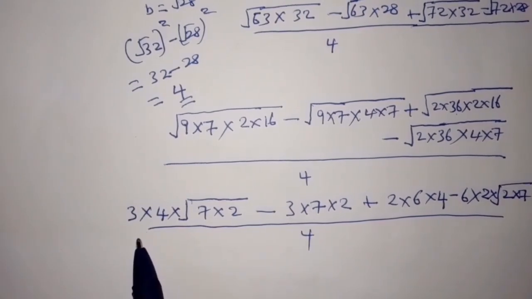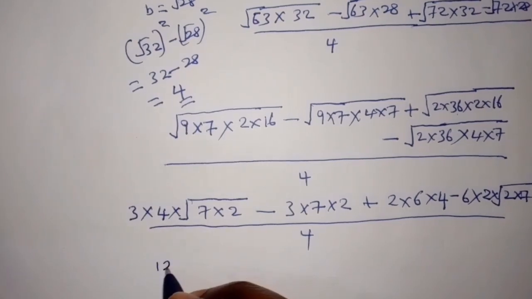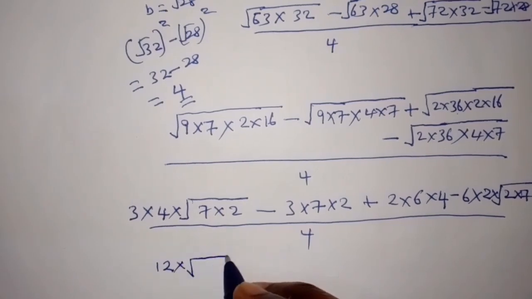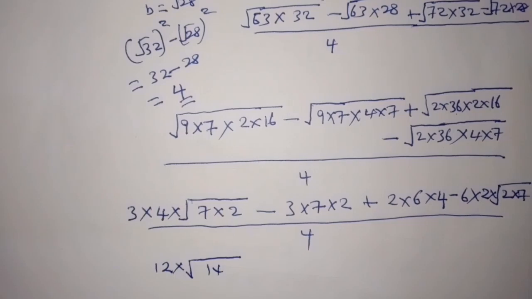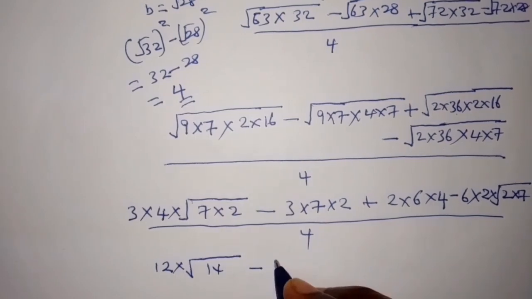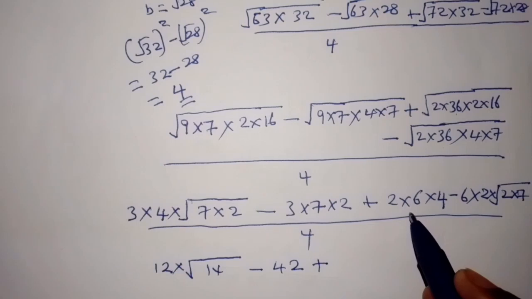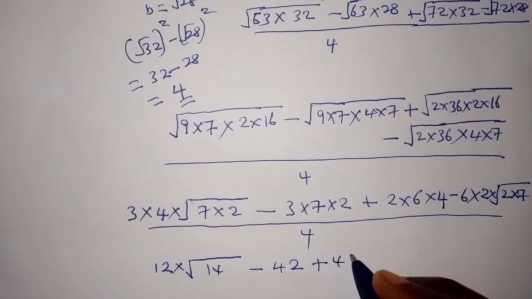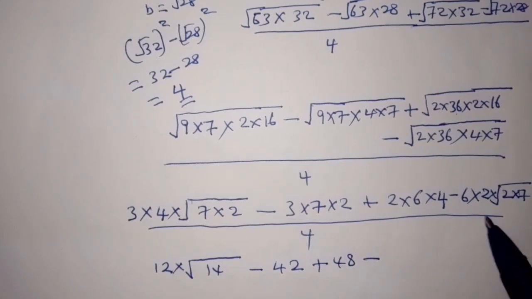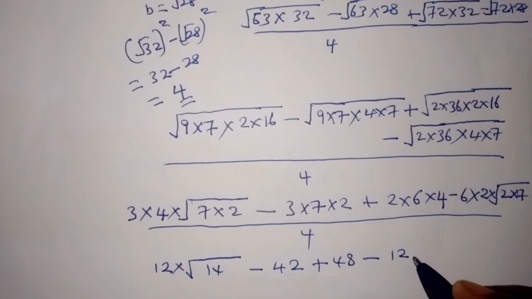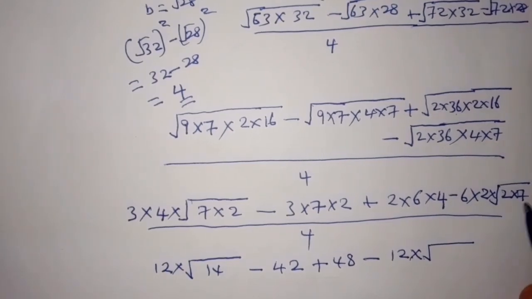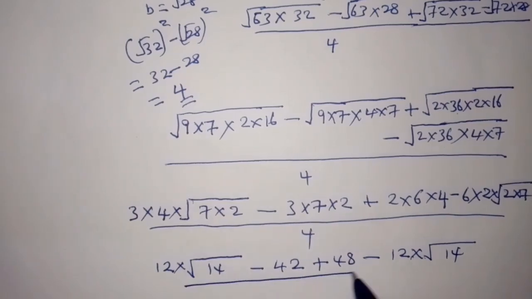So from here, 3 times 4 is 12 times square root of 7 times 2 is 14, minus 3 times 7 times 2 is giving us minus 42, plus 2 times 6 times 4 is giving us 48, minus 6 times 2 here is 12 times square root of 2 times 4, which is giving us 14, over 4.